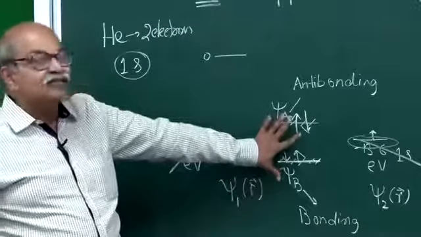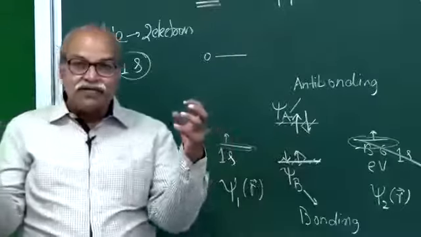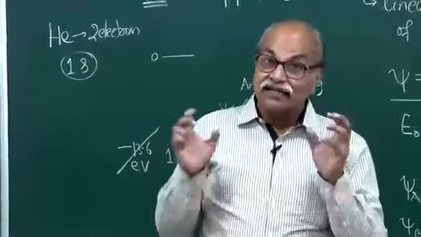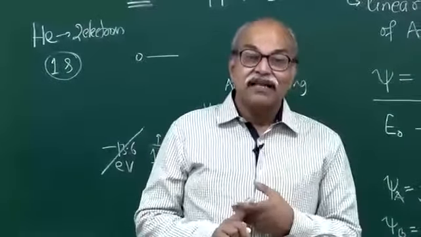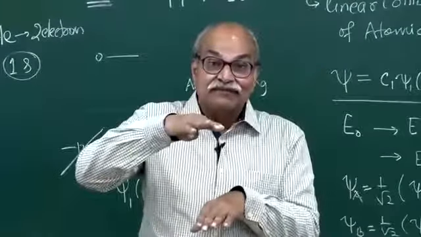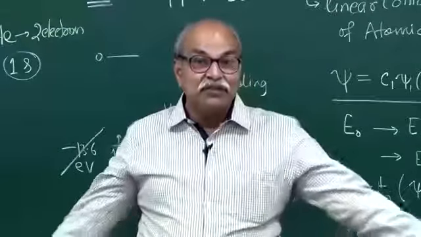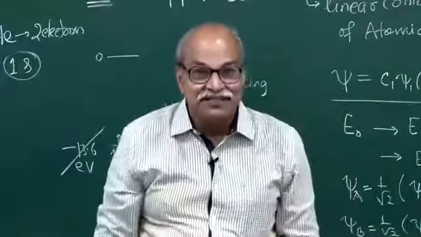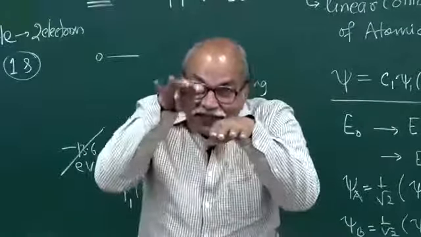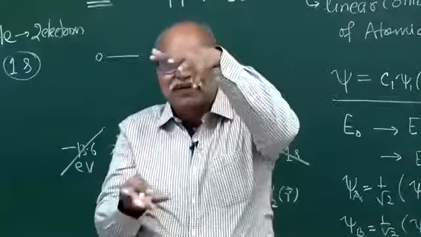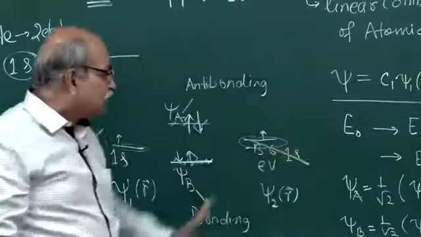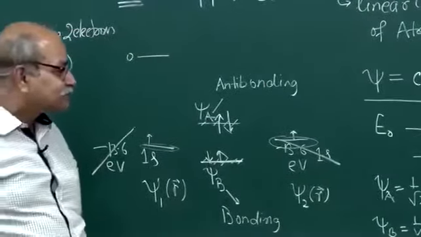Now extend this concept. If 2 atoms come close to each other, they are identical atoms, but because of this interaction, the energy levels are split in 2 parts. And similarly, if 10 to the power 23 atoms come close to each other, then that energy level will split into that many parts, and it will form a band. So this is another approach through which you can understand that.